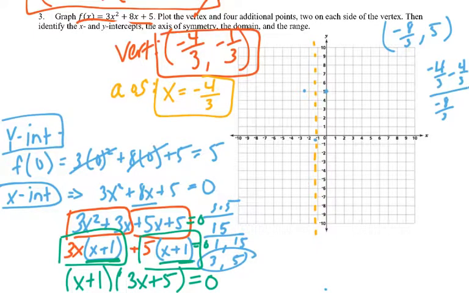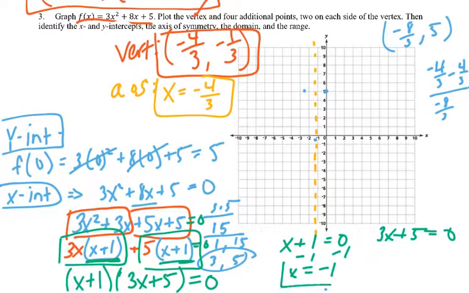Okay, and now these two binomials are going to be equal to 0 when at least one of those binomials is equal to 0, because 0 times anything is 0. So I'm going to take x plus 1 and set it equal to 0, and I'm going to take 3x plus 5 and set that equal to 0. Solving for those will give me both of my x-intercepts. x plus 1 equals 0. I'm going to subtract 1 from both sides, and I get x equals -1.